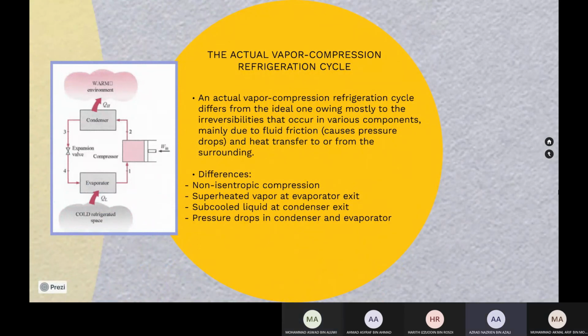Okay, I want to talk about the actual vapor compression refrigeration cycle. An actual vapor compression refrigeration cycle differs from the ideal one owing mostly to the irreversibilities that occur in various components, mainly due to fluid friction, which causes pressure drops, and heat transfer to or from the surrounding. The differences are non-isentropic compression, superheated vapor at evaporator exit, subcooled liquid at condenser exit, and lastly pressure drops in the condenser and evaporator.